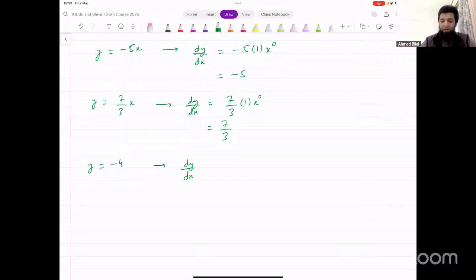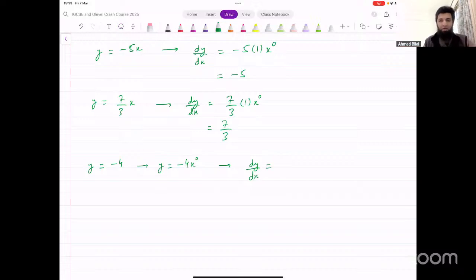So if you want to apply that rule, we need some x here, right? So we can think of it like this. If it's minus 4, it means it's minus 4 x raised to the power 0. So I can write this function as minus 4x power 0. Okay. And then what would be the derivative of this now?